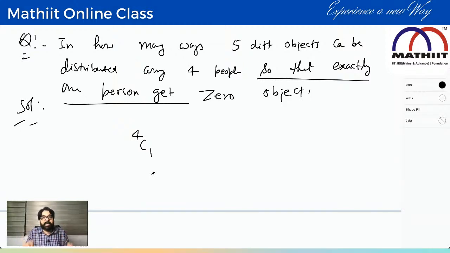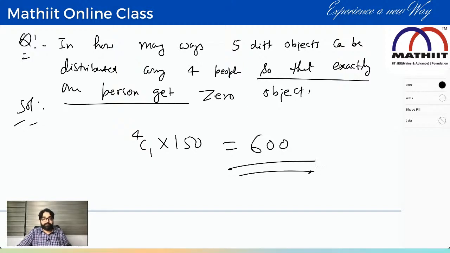So now 3 persons are left, and 5 different objects. I have to distribute into 3 groups. Just now we solved it. That's why I took the example that way. So 5 different objects into 3 groups, just now we solved, 150. So into 150, your answer will become 600.